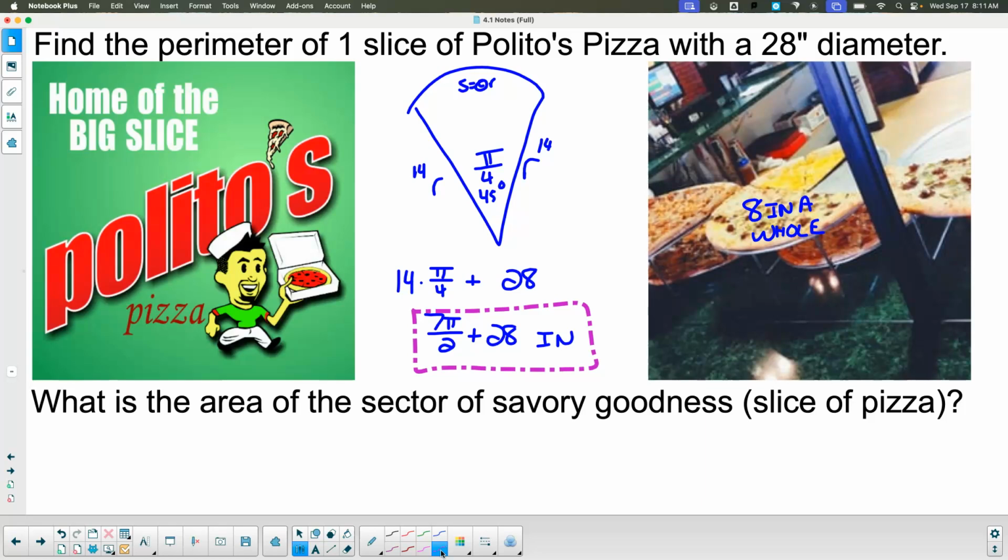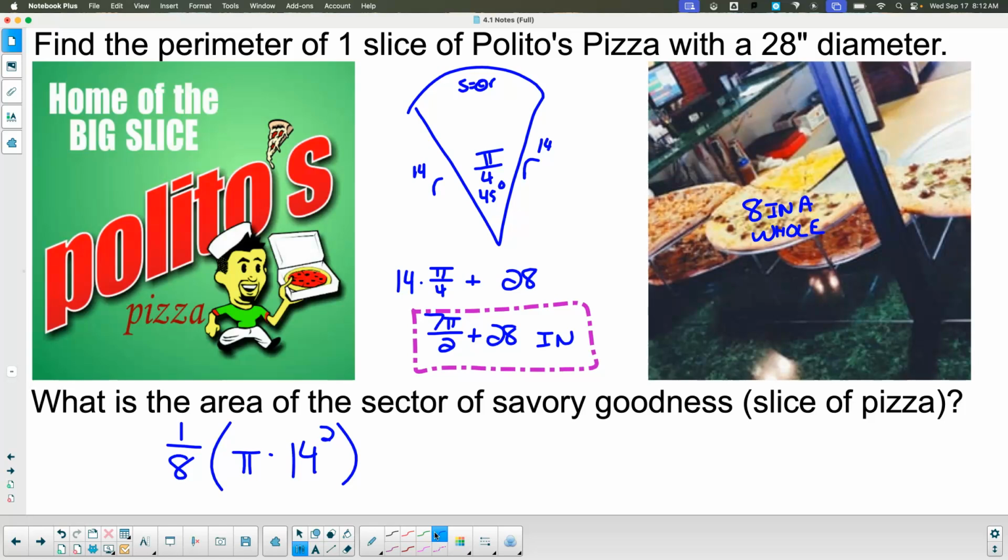Okay. All right. Area of that sector. Whoa, Nelly. How much of the pizza do we have? We have 1/8 of the pizza. What is the area of the whole pizza? What's the area formula for a circle? Pi r squared. Okay, so this would be pi times 14 squared.